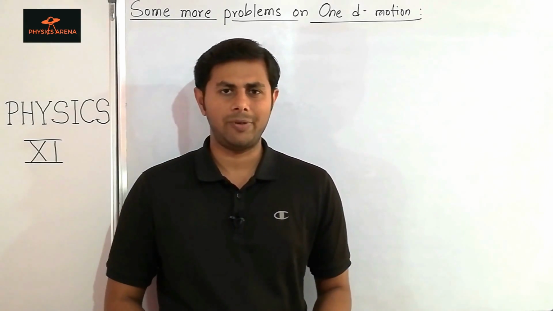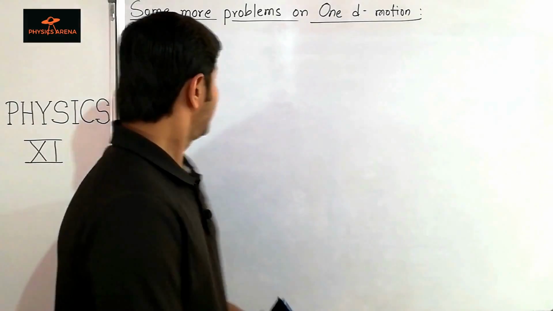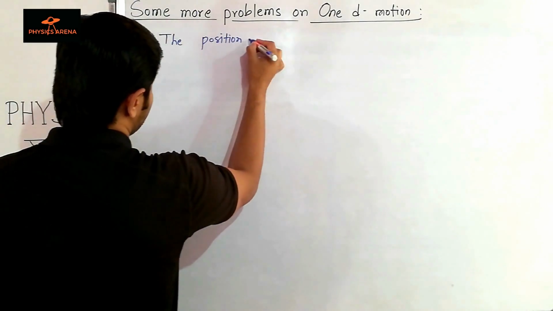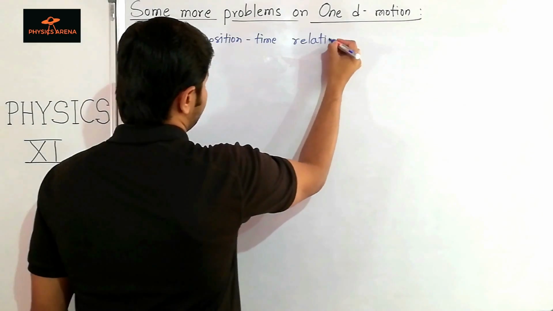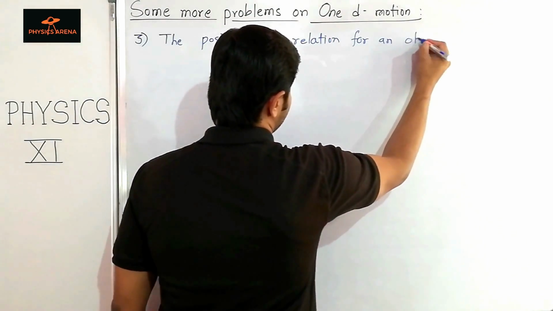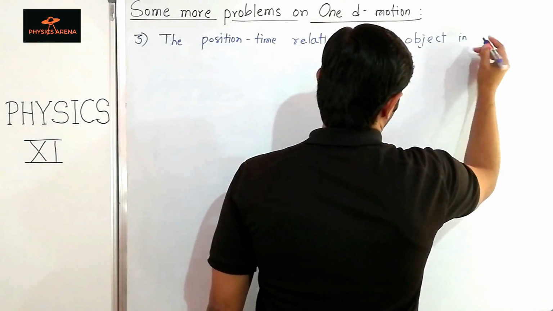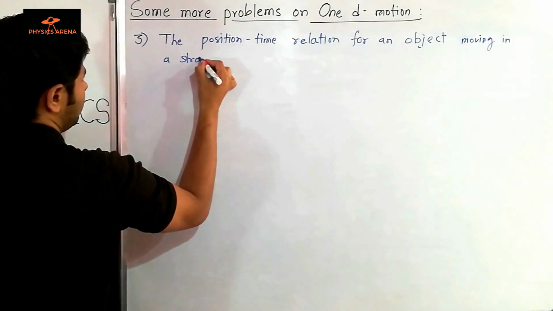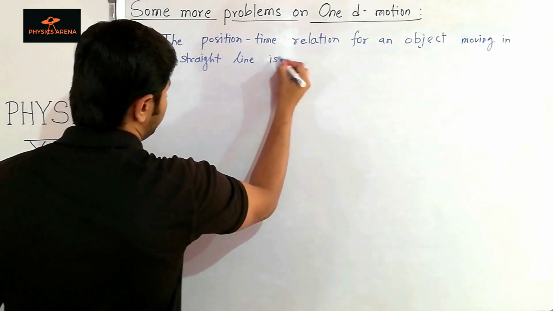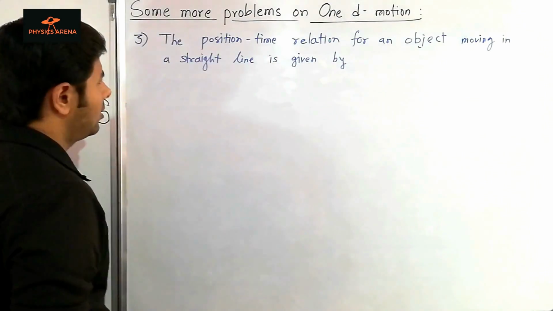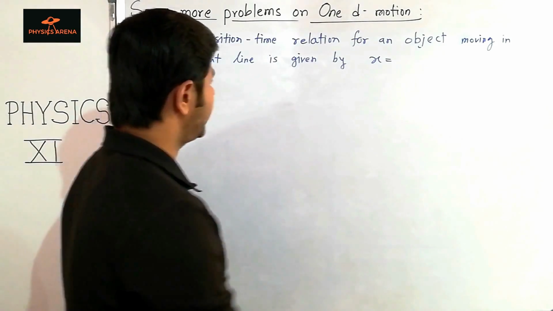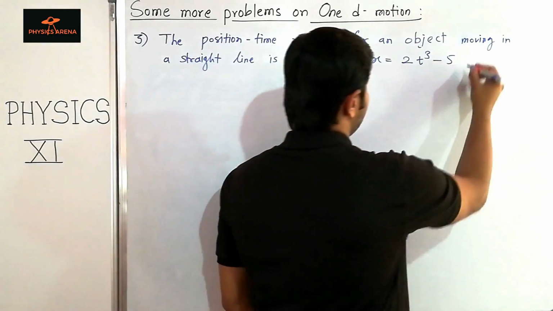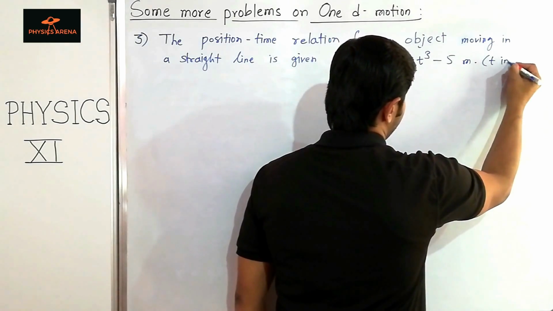Okay, now let's see problem number 3 on derivatives. So problem number 3 is the position time relation for an object moving in a straight line is given by, let's take some relation, x equals 2 times t cube minus 5, and this is position, so it is in meters, and time is in seconds, so t in seconds.